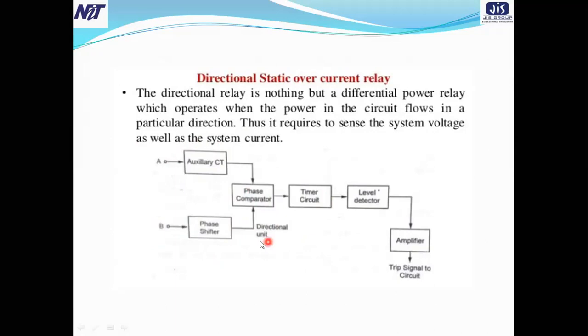Here the auxiliary CT and phase shifter are both going to the phase comparator through the directional unit. Then there is a timer circuit, after that the level detector, and finally the amplifier, and then we get the trip signal to the circuit. In this way, we can define the directional static relay.